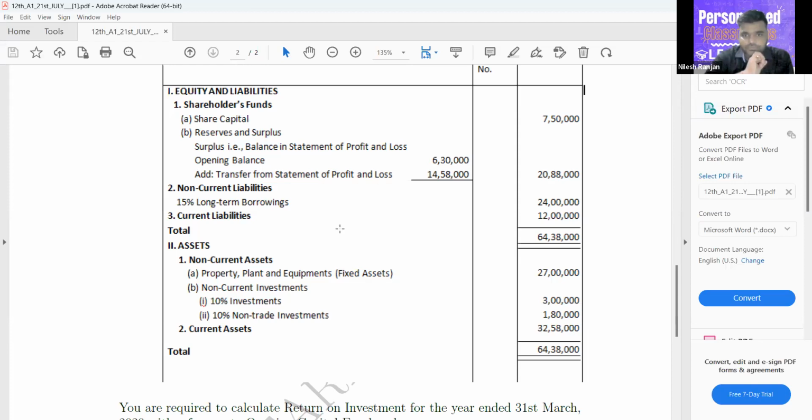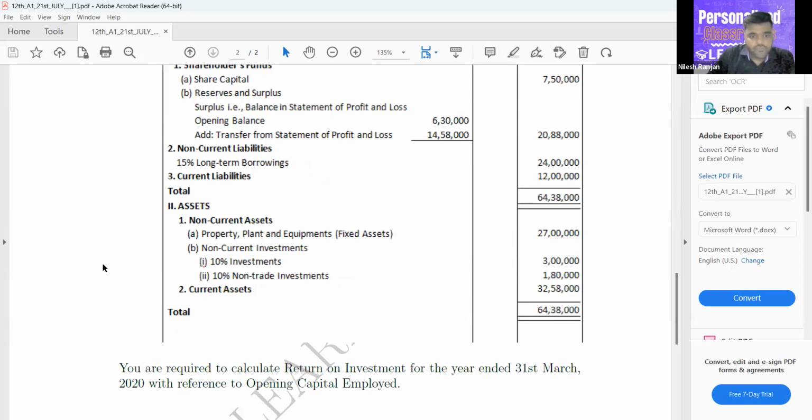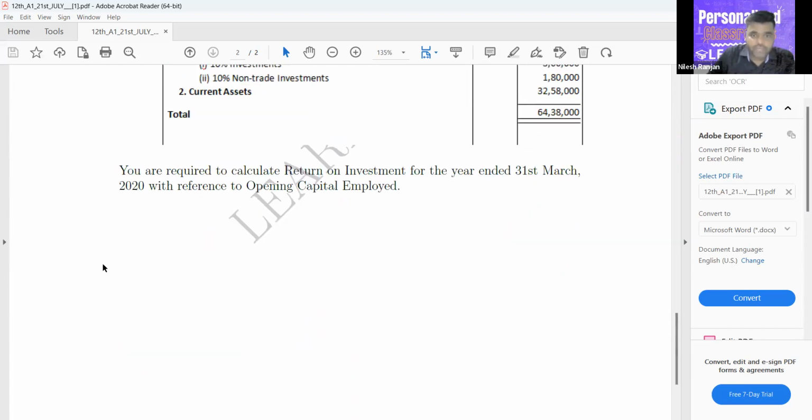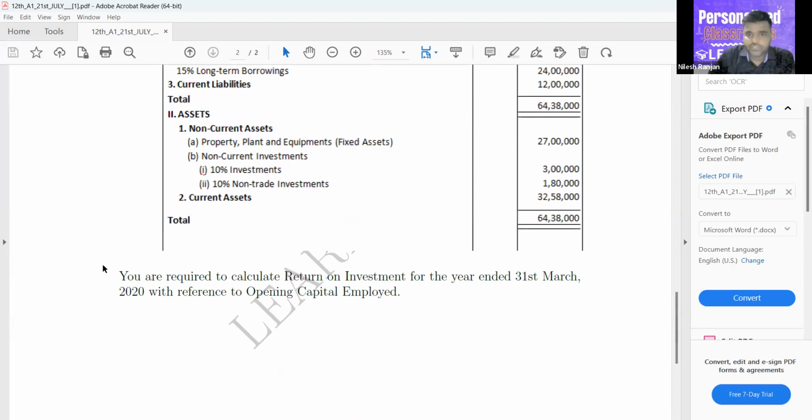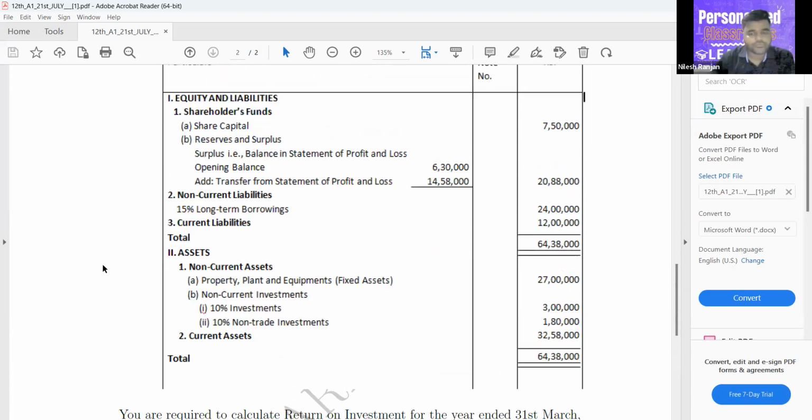And this profit is after tax. Means if there is any information about tax, then we first add tax, then we add interest on long-term debt to this. So this will be our profit before interest and tax. And you know how to calculate capital employed? Yes, sir. So you have not done this portion in the test? Sir, I tried it, but it's wrong.